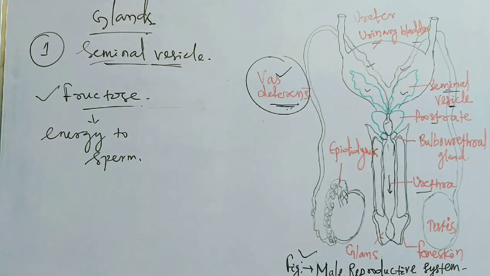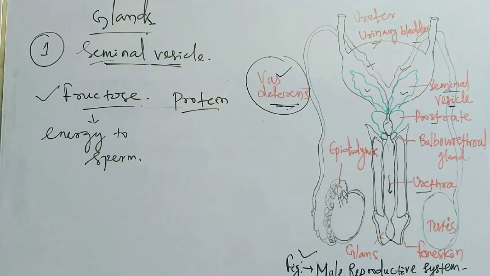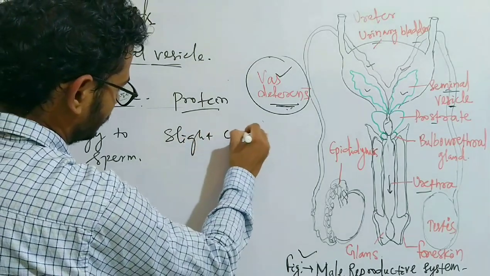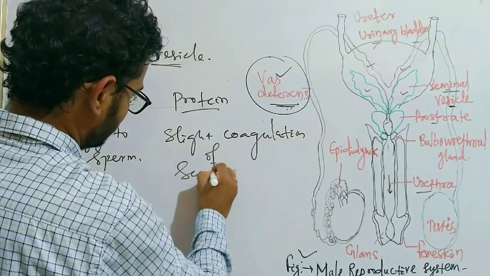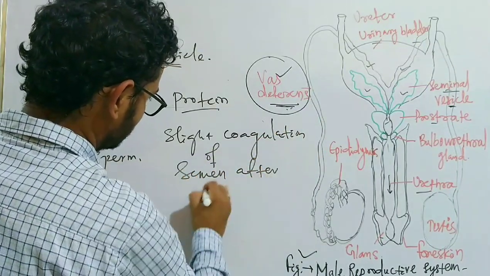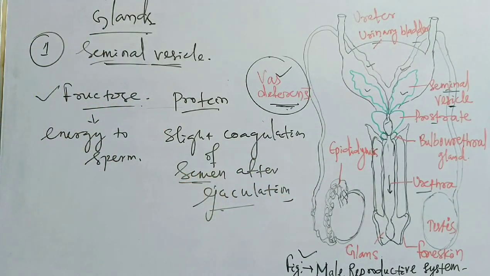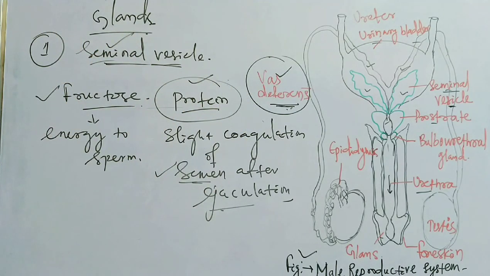Another is the protein and prostaglandin. What is the role of the protein? It helps in slight coagulation of semen after ejaculation. After ejaculation of the semen, it gets coagulated. So a slight coagulation reaction of semen takes place with the help of the protein present in the seminal vesicle fluid.